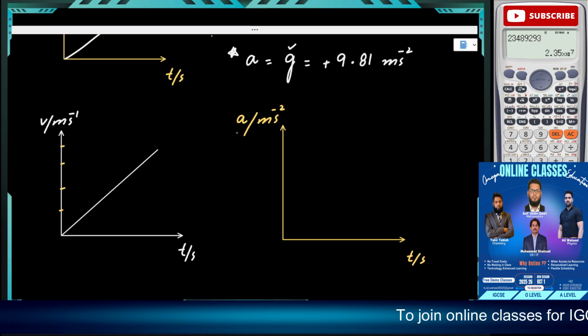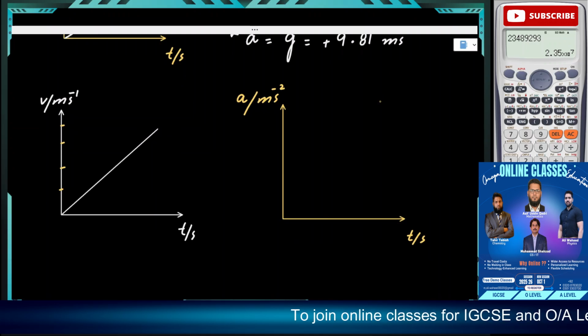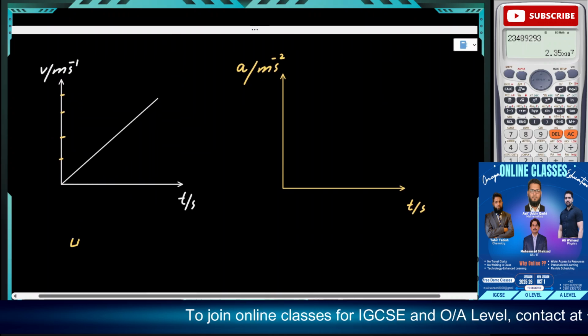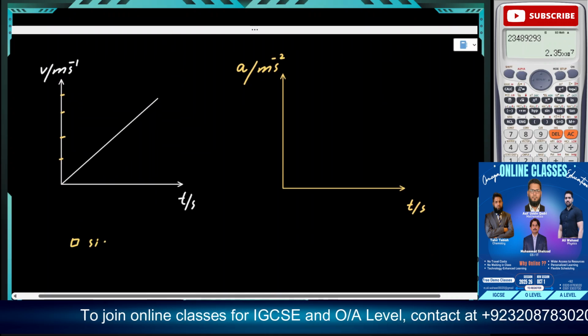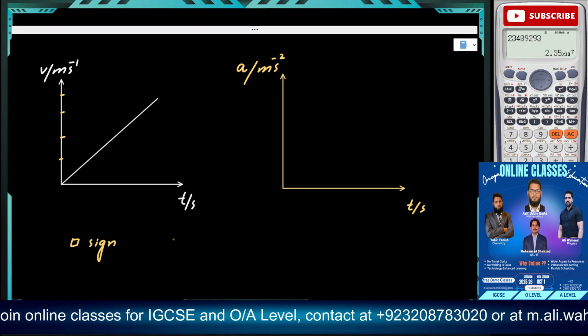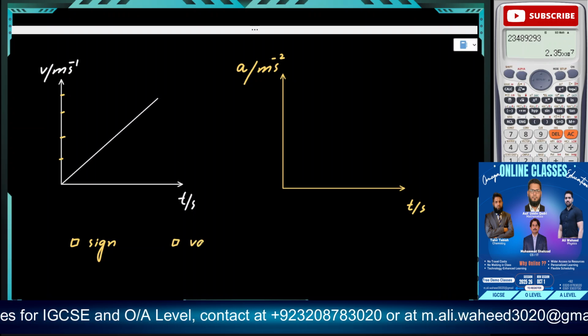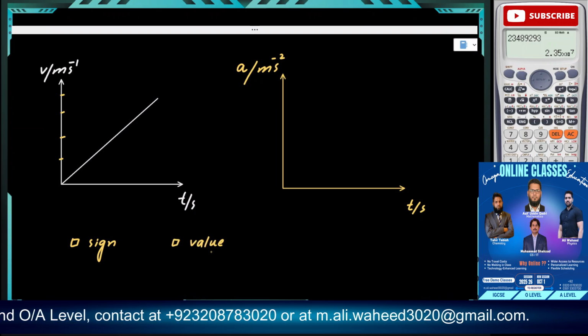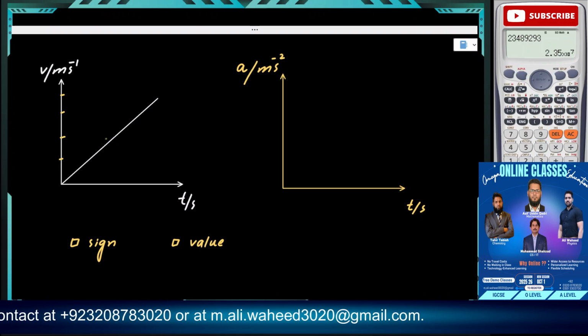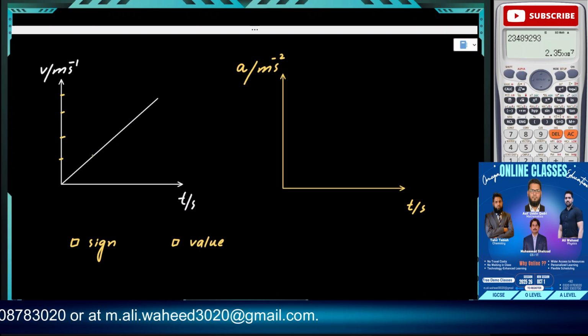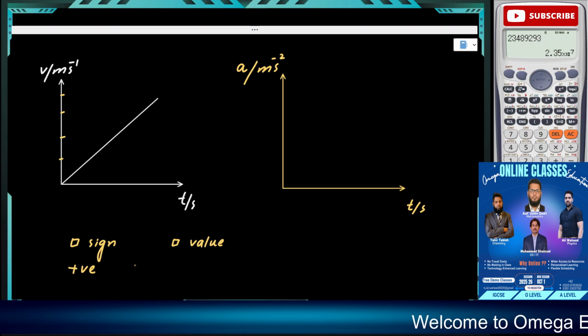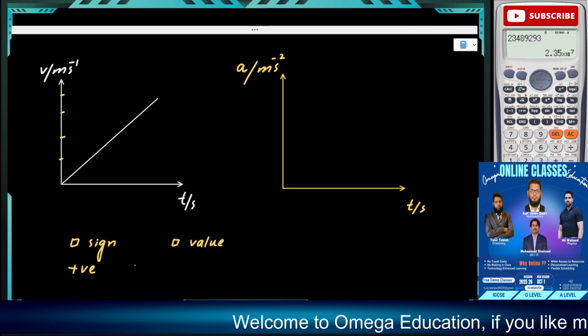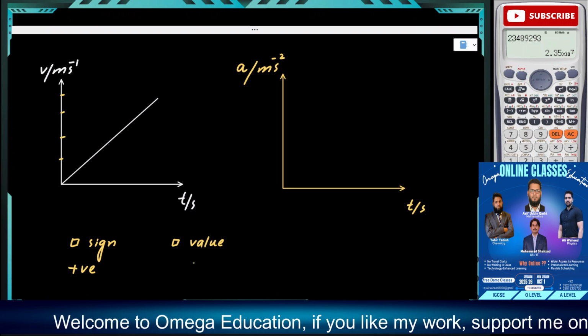Gradient, exactly. So could you answer me these two things? The sign of the gradient and the value of the gradient. Means is it fixed, is it uniform or non-uniform? So first of all, give me the sign of the gradient, positive or negative? Positive, very good. The line is rising, gradient is positive. What about the value? Constant or non-uniform?